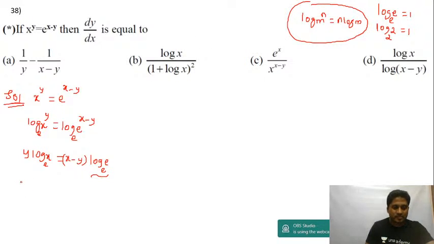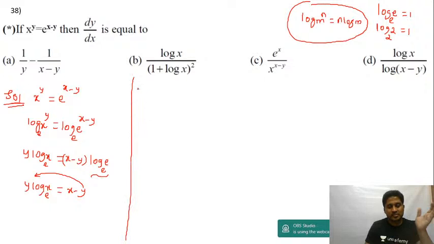So this can be written as y into log x to base e is equal to x minus y. Now, minus y I'm going to shift to the left side. You can differentiate this as it is, but substitution is required and it's a bit lengthy. So that's why make y a function of x. Shift to the left side to get y plus y into log x is equal to x.